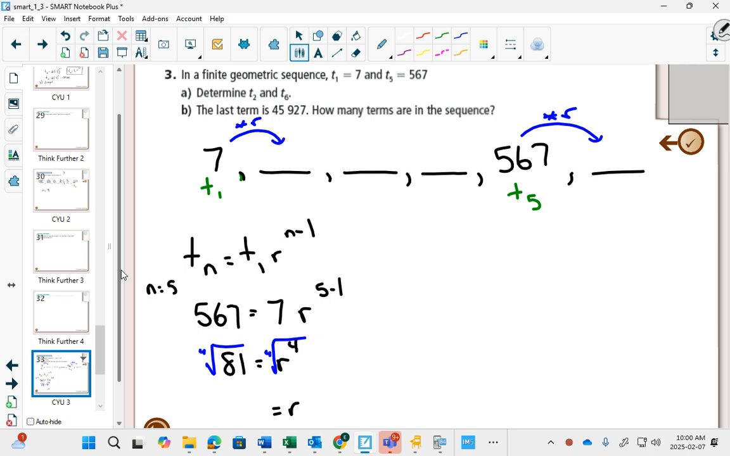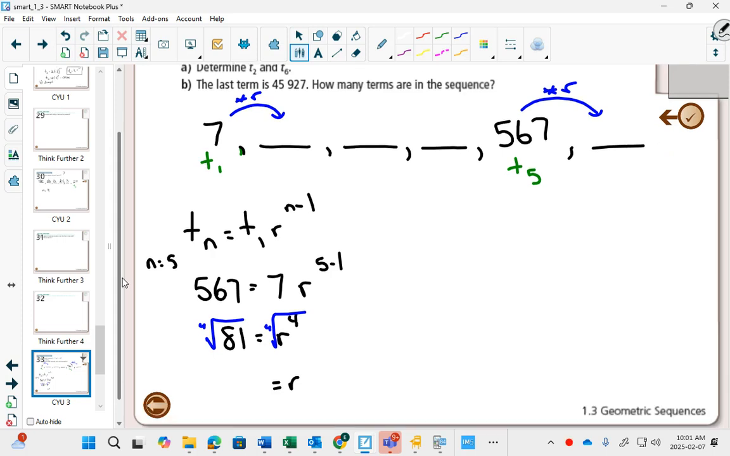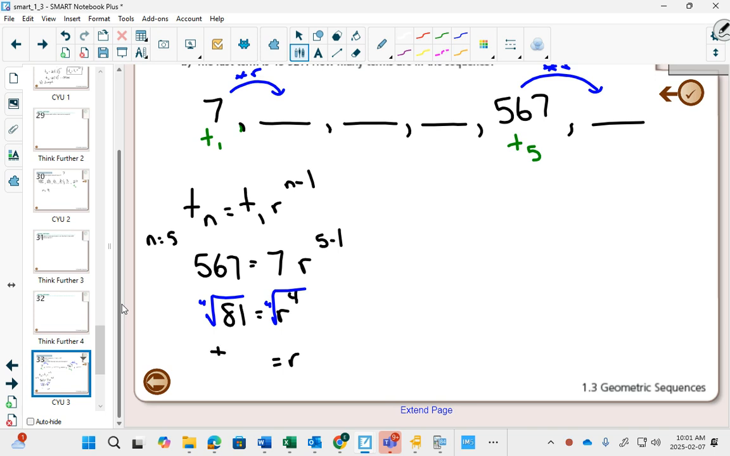And just like squaring, what do you have to remember when you square root both sides? That it could be positive or negative. Remember that? If you have x squared equals 9, then x could be 3 or x could be negative 3. The same thing happens with 4th roots, 6th roots, 8th roots, any even root. It could be plus or minus 3.